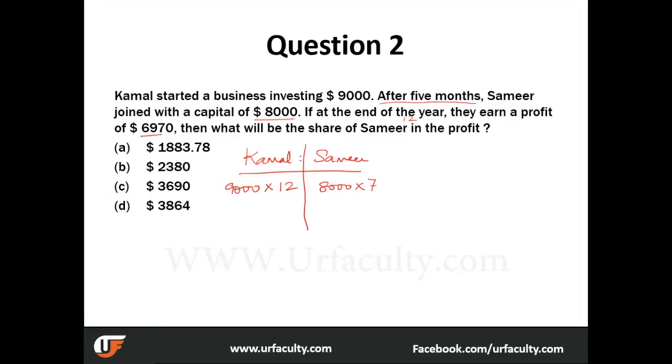So what do we see here? The ratio of the investment is actually in the form of, am I right? 9,000 into 12 by 8,000 into 7. So whatever profit you get at the end of the year has to be in this ratio, right? So what do we do? If you cancel all this, you're left with this value. And of course, you have 1 over here, which means you are with 27 is to 14. What is Samir's share now?